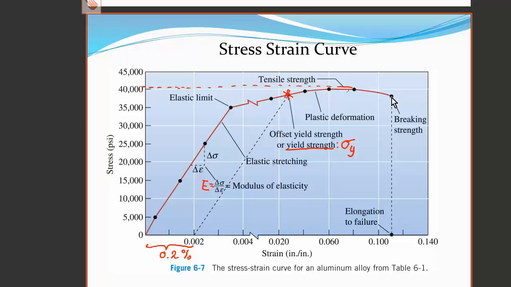The elongation will continue until the material breaks, until it ruptures. We see in this case that the material has elongated by over 10%. And the strain at fracture is called the elongation to failure. Here we have a ductile material that has failed in a gradual way. So it has yielded, stretched, and then finally broke.